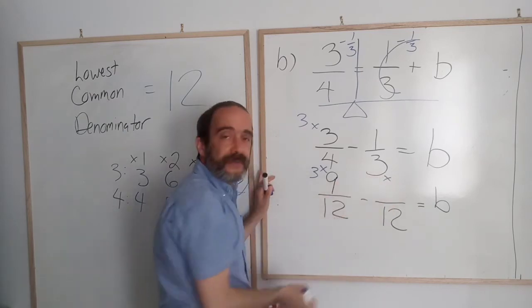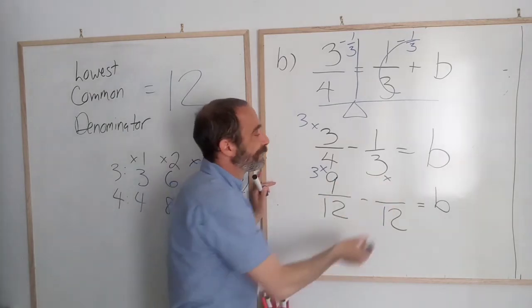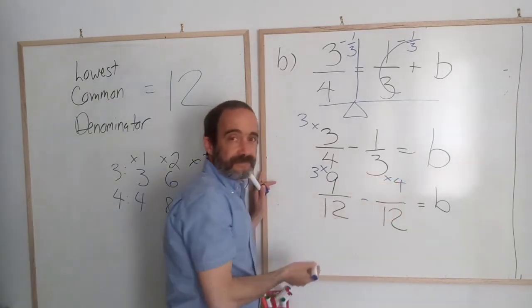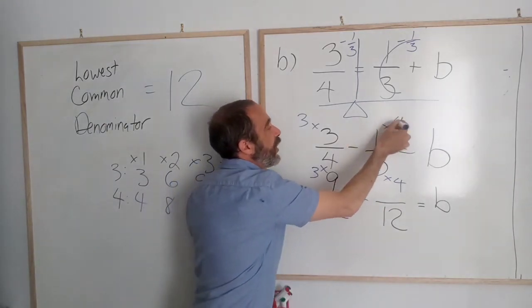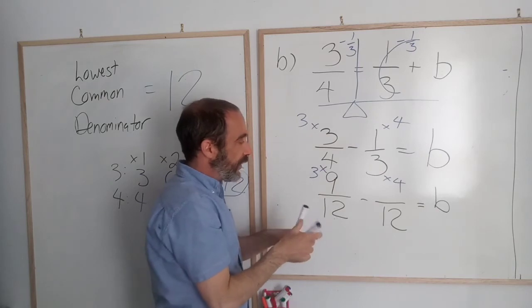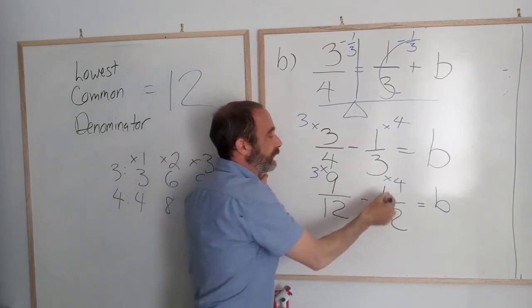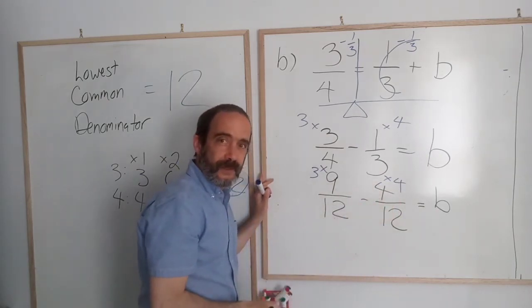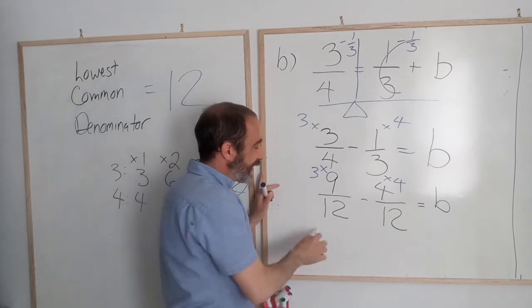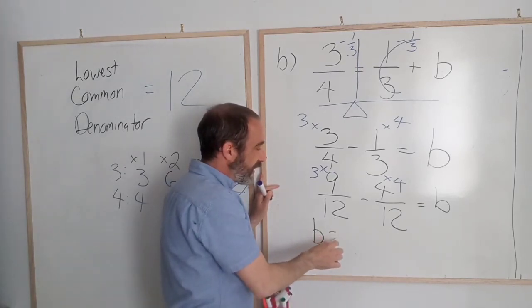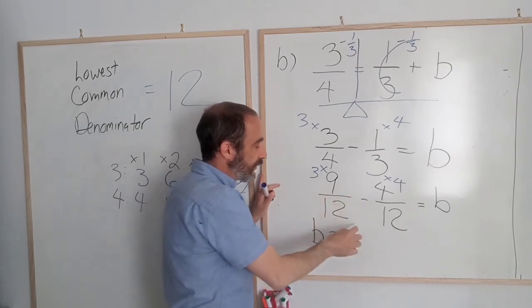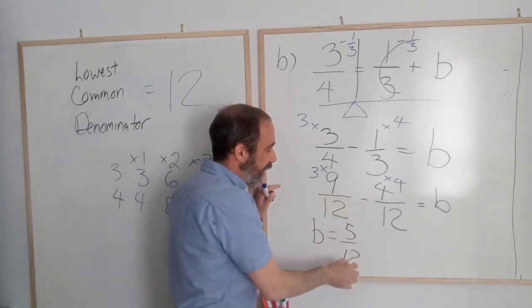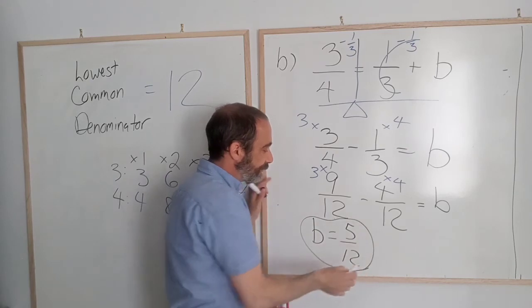3 times what number is 12? Well, 3 times 4 is 12, right? If I'm multiplying the bottom by 4, I should also multiply the top by 4 as well. So 1 times 4 is 4. Okay? And then lastly, just need to do that calculation of subtracting the two. 9/12 minus 4/12 gives us 5/12. And that would be our answer there.